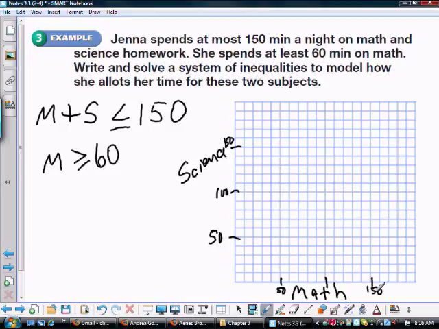Okay. So for the first line, M plus S is less than or equal to 150. My M-intercept, make the S 0. My M-intercept is 150. My S-intercept, make the M 0. My S-intercept is 150. Make the line that connects those two. I'm going to make a solid line this time. And is 0, 0 included in this inequality? Is 0 plus 0 less than 150? So I'm going to shade below.